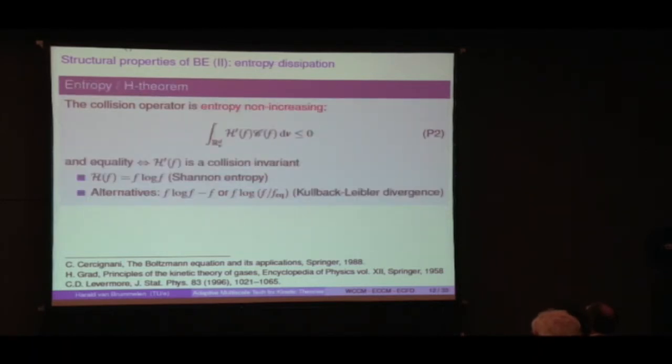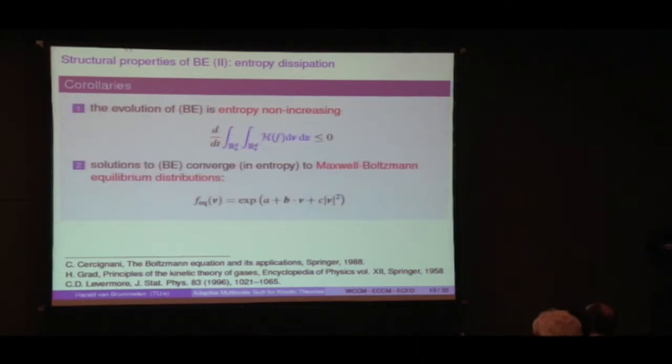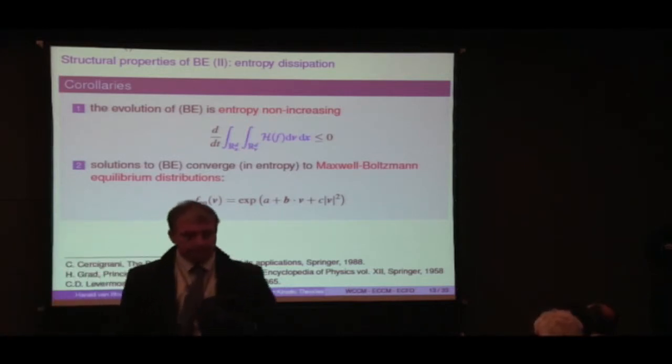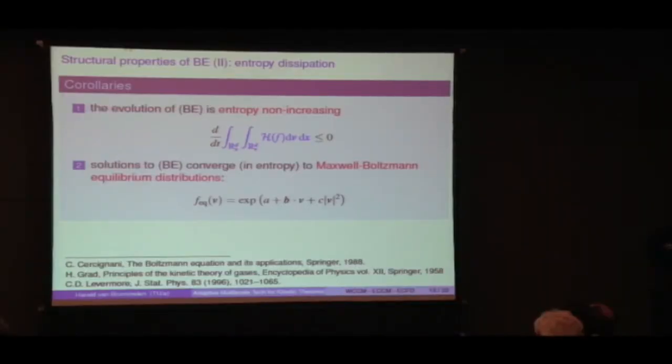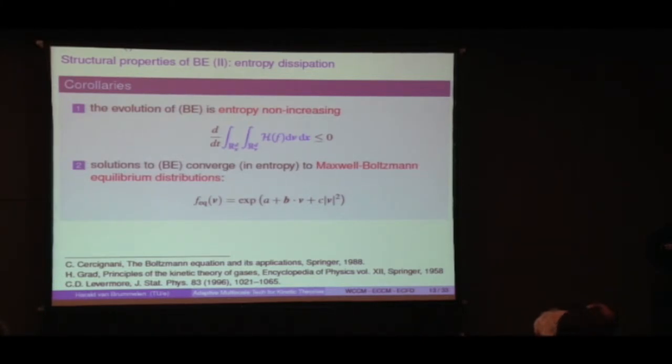The second thing is that the collision operator is entropy non-increasing. So you can define an entropy. Typically, this will be f log f, the standard Shannon entropy. And then you can show that this is dissipated by the collision operator. As a result of that, you can show that the evolution of the Boltzmann equation is entropy non-increasing. Actually, what I should mention is the convergence of the solution to the so-called Maxwell-Boltzmann equilibrium, the fact that you have underlying equilibrium distributions.